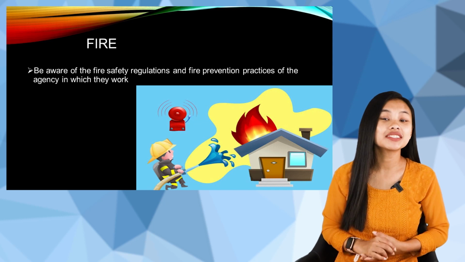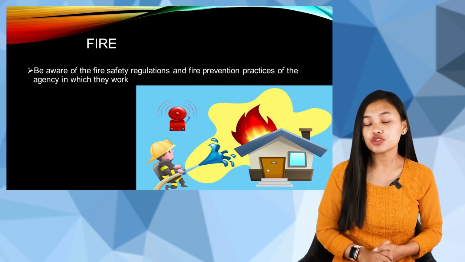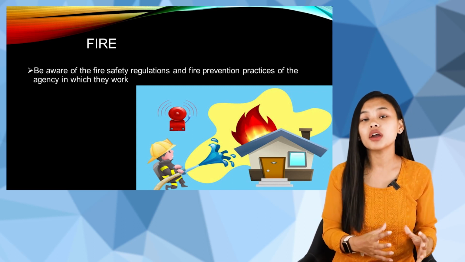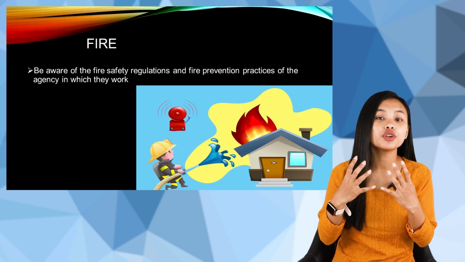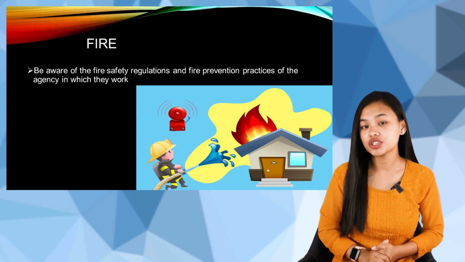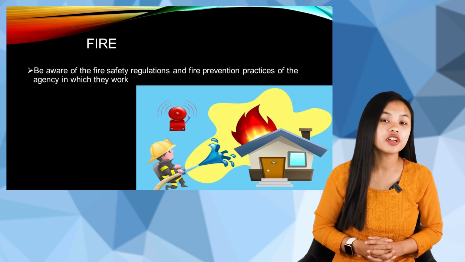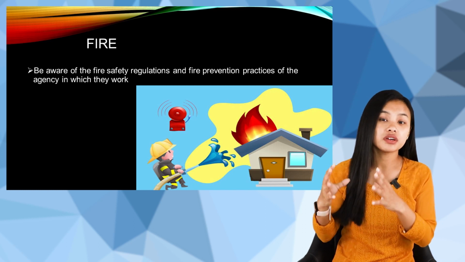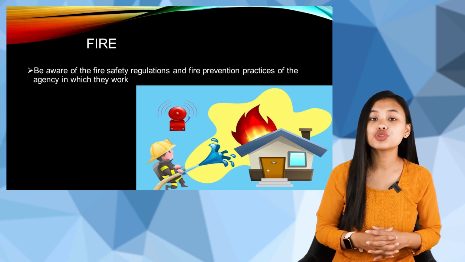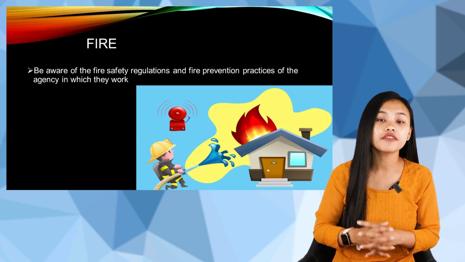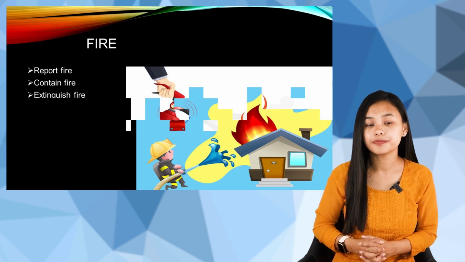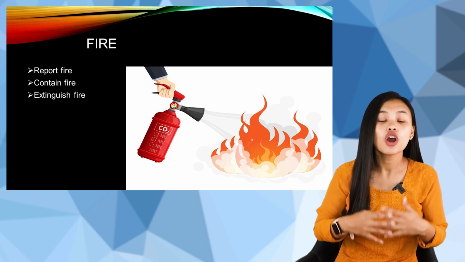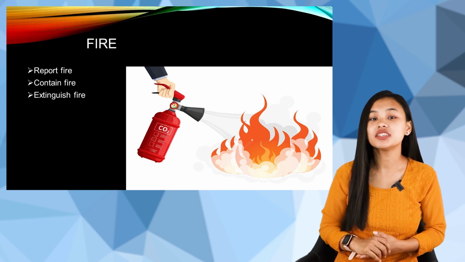And the next one here is fire. The first thing is that we should educate clients who work in certain occupations where they require the use of fire, so that they are aware of the fire safety regulations as well as the fire prevention practices of the agency in which they work. And when we nurses encounter clients in these cases, we should make sure that we protect the clients who are in immediate danger first. We should report these fire cases. We should try our best to contain the fire, and we can also help in extinguishing the fire.